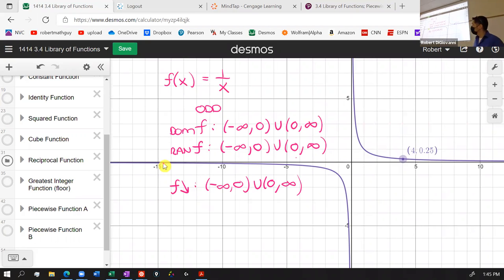Absolute max or min? None, right? We don't have a lowest point on this graph. We don't have a highest point. And we don't have any hilltops or any valleys. So no locals. All right.